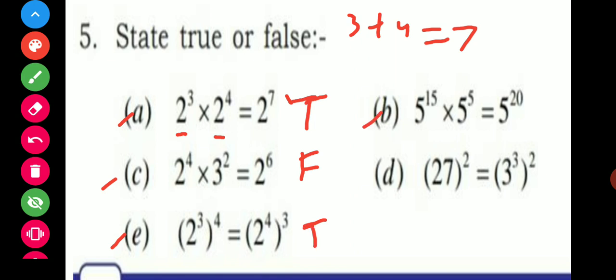Now come to the B part. 5 to the power 15 into 5 to the power 5. So 5 to the power 20. That is false, because when the base is the same, are the powers multiplied or added? No, it is true. The bases are the same, so the powers may be added, so it is true, not false. 27 is 3 to the power 3 and power 2, so it becomes an interchange of the powers, so it is true. You can write true.